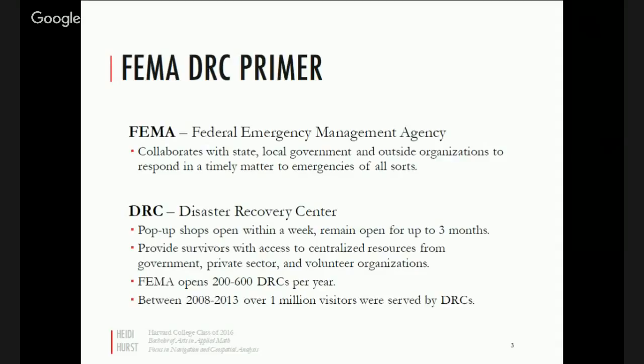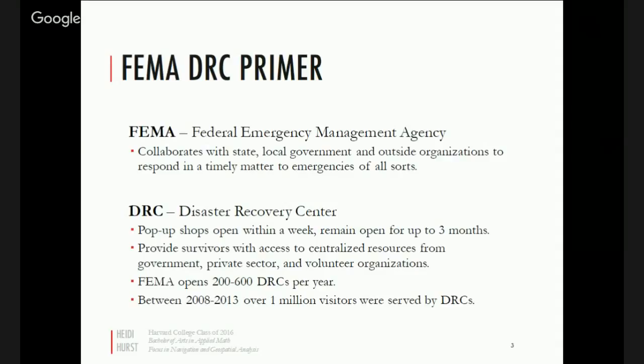FEMA opens a ton of these facilities. So for one disaster, depending on the size of the disaster, FEMA might open anywhere between 0 and 20 disaster recovery centers. And in the 5 years between 2008 and 2013, over 1 million people visited these centers. So these constitute a non-trivial chunk of the interaction that the public has with FEMA.